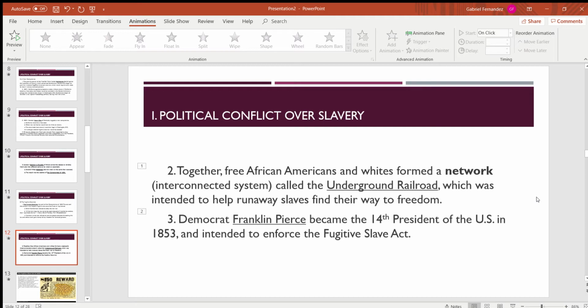The Underground Railroad was not an actual underground system. It was just a series of steps and places, different little lodges, intended to help runaway slaves escape from the South to freedom in the North. This is going to be very hard, though, when Democrat Franklin Pierce becomes the 14th president of the United States in 1853, because his intention is to enforce the Fugitive Slave Act by all means necessary.